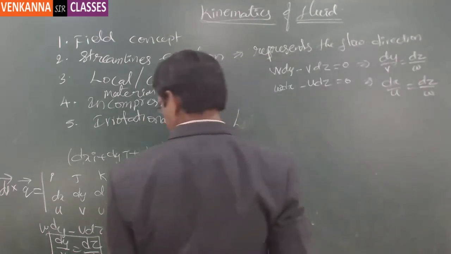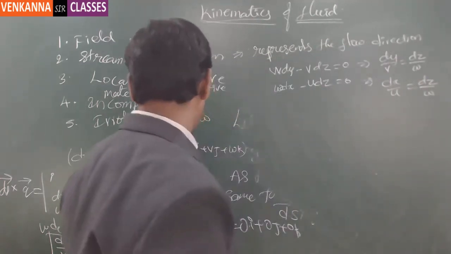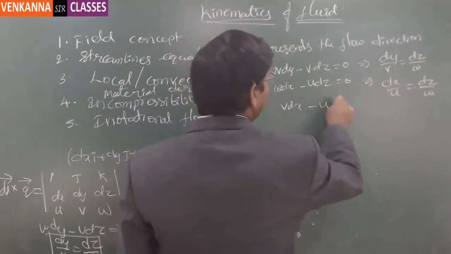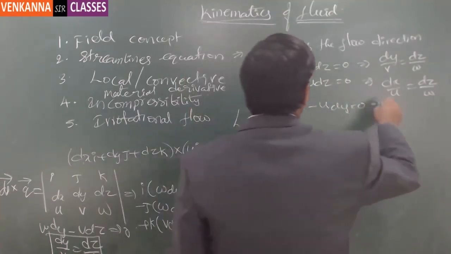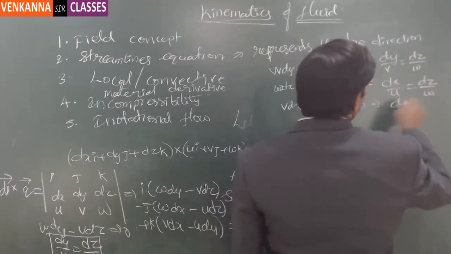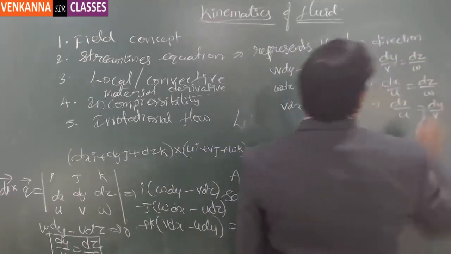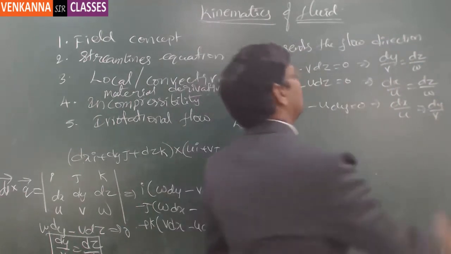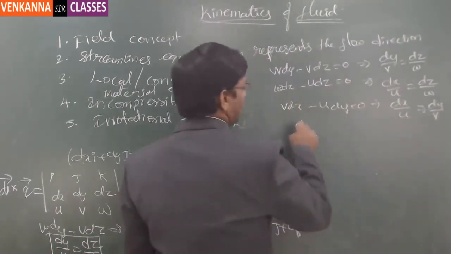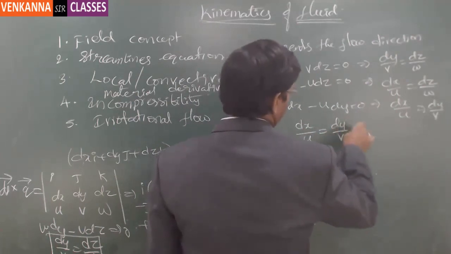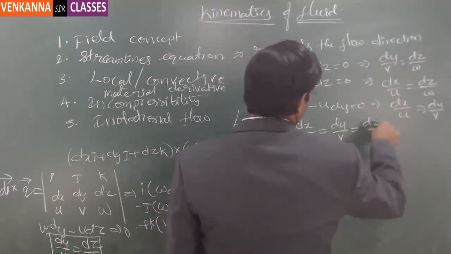And the third one, v dx minus u dy equal to 0. It implies dx by u is equal to dy by v. Now all the equations together, if you write it, then it will be dx by u is equal to dy by v is equal to dz by w.